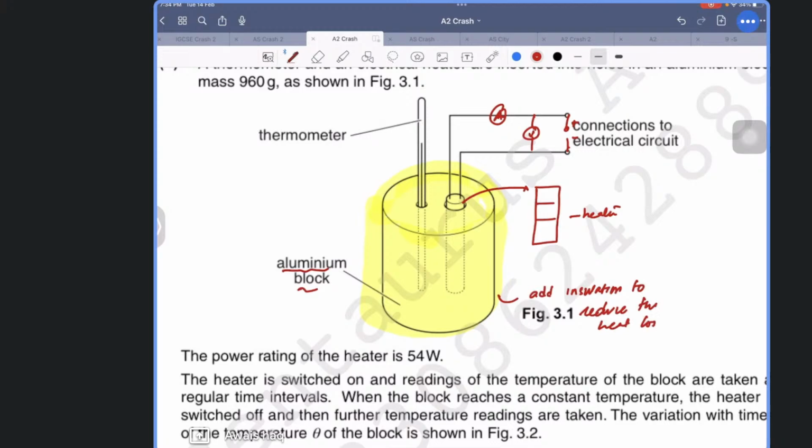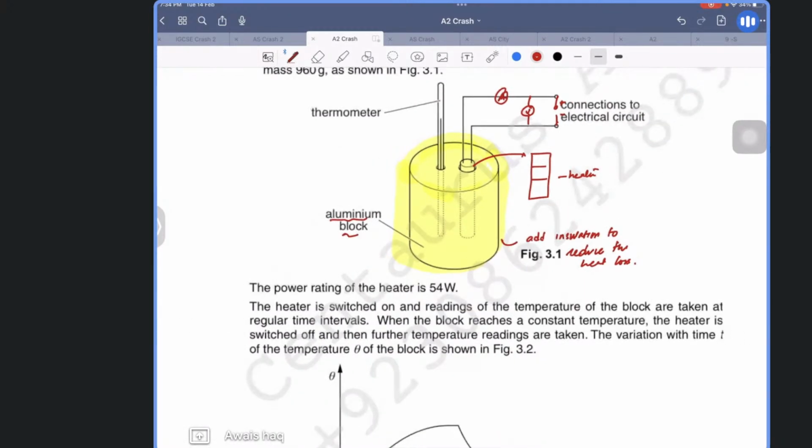All right. Now, in this particular question, it says the power rating of the heater is 54 watt, and the heater is switched on, and the readings of the temperature of the block are taken at regular intervals. Again, these regular time intervals, with respect to paper 5, I'm just saying take it as 5 minutes, because the examiner thinks that's the standard and we should follow that. Okay, although it doesn't make sense. All right.